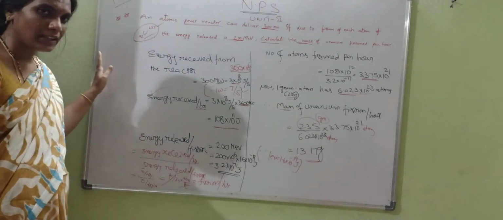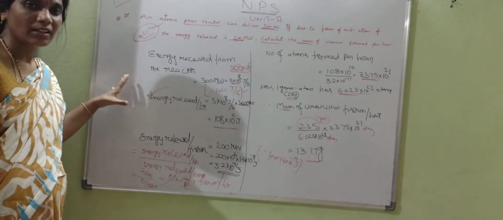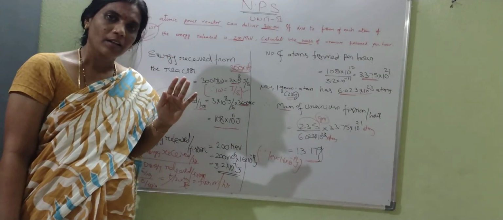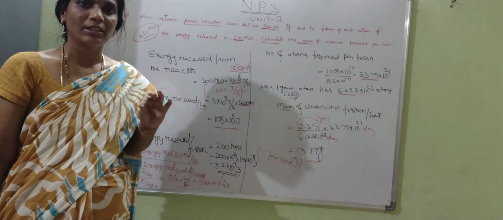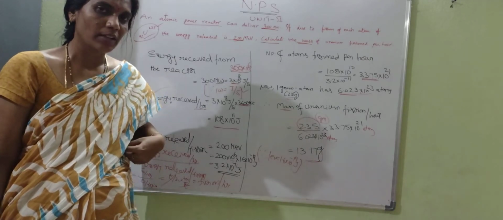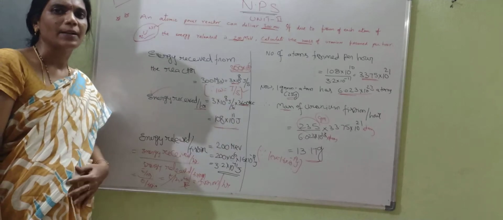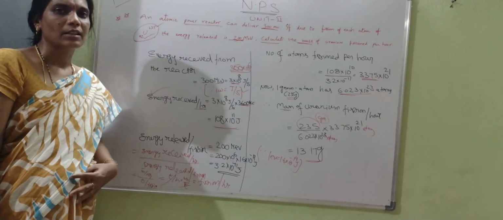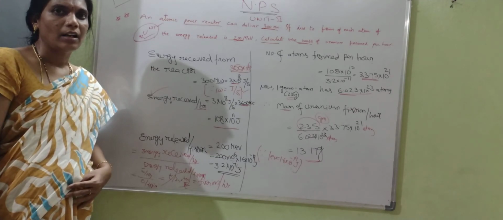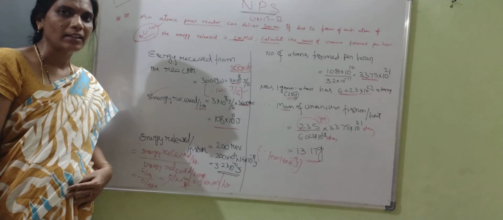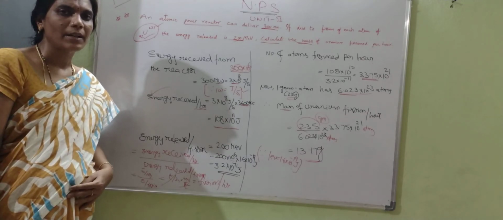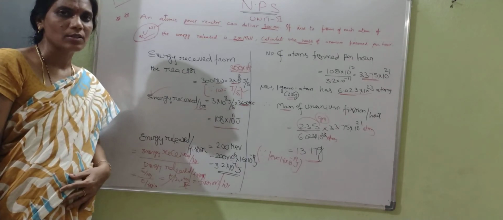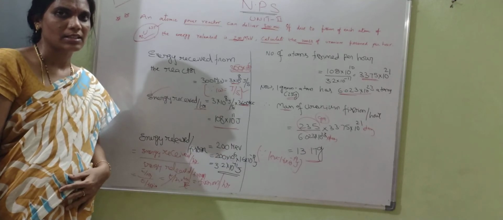Okay, now I want to give an assignment from this unit. Those questions are: what are the different types of nuclear reactors? Explain briefly. Next, construction of a nuclear reactor. Explain the construction of a nuclear reactor with a neat sketch.